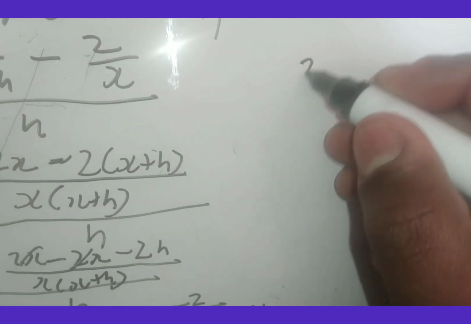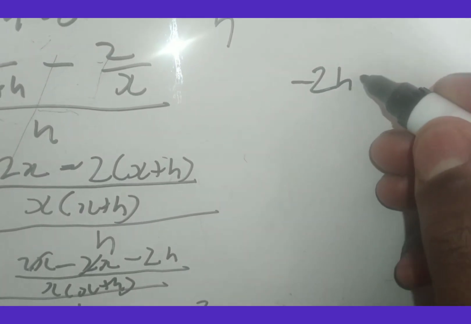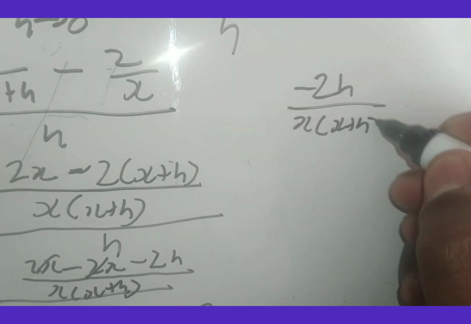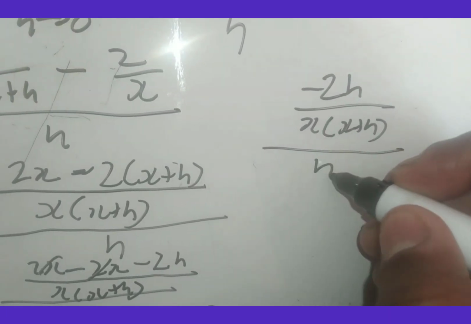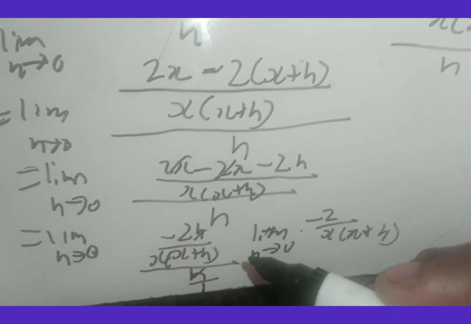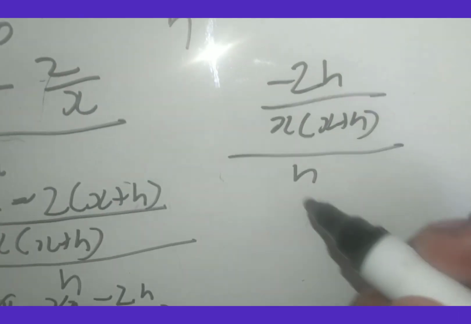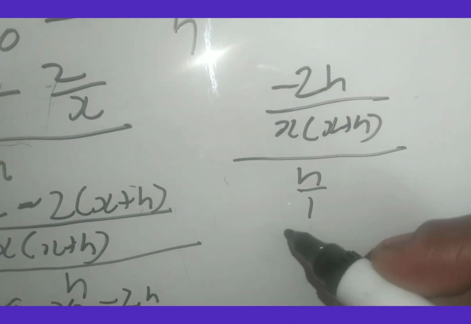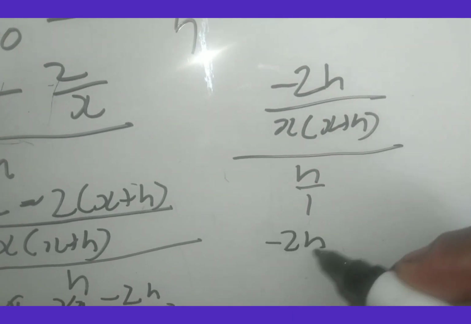So before we were actually left with minus 2h all over x into x plus h, and our main denominator was h, right? Just confirming that. So that's what we had, right? So this is the same as h over 1 still. So if you use the tip and times method, we can rewrite this as, but you don't have to show them this. This is side work.